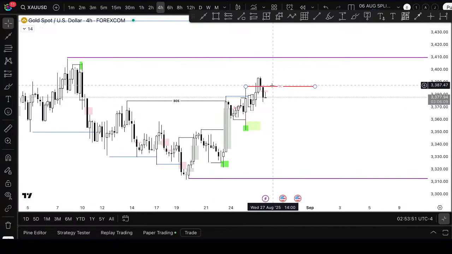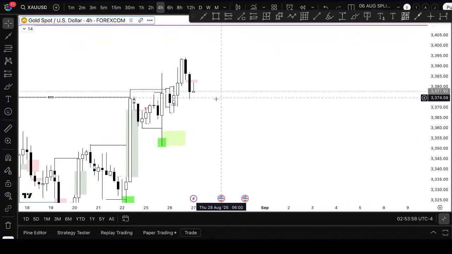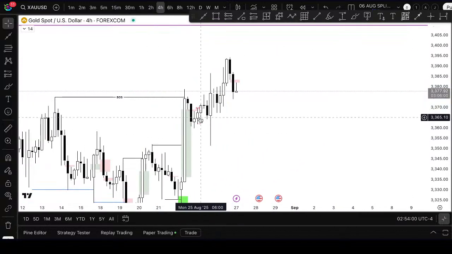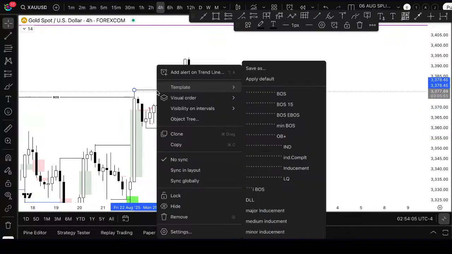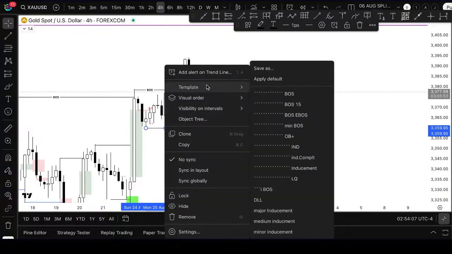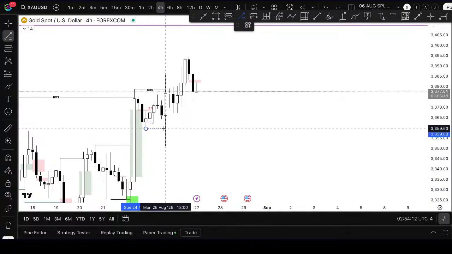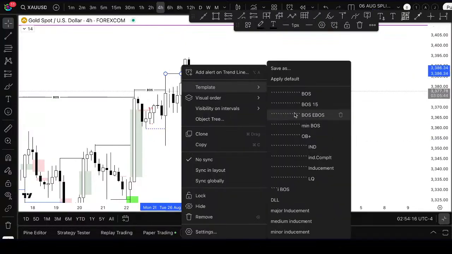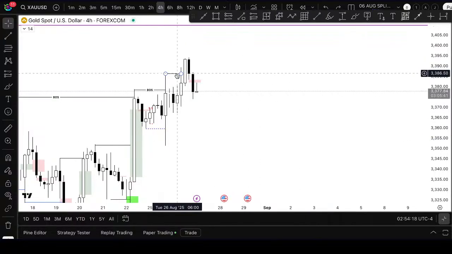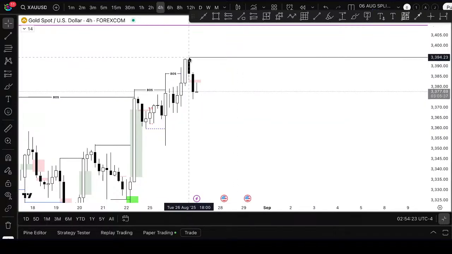Let's see what the 4 hour looks like. This was our draw on liquidity when we initially marked it, and it got hit. Beautiful. Now let's see what happens. So we have a breakout structure here. This took the liquidity down, and it just created another breakout structure. So now the whole trend which we are looking at is the 4 hour external.